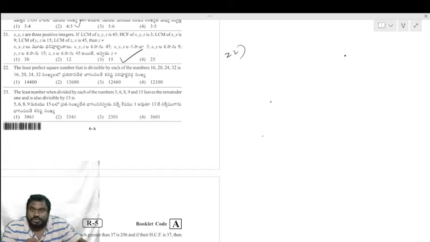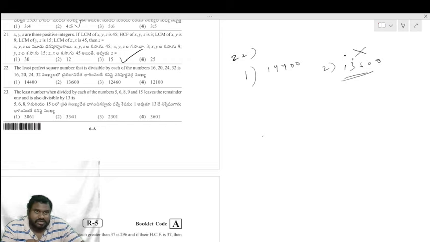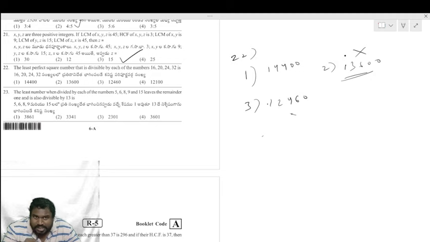For that, the least perfect square number, it should be a perfect square. So in the options themselves, you can check. Option 1, 144. Of course, it is a perfect square. 13600, not a perfect square, you can eliminate it directly. Third option, 12460, is also not a perfect square. You can eliminate this also.